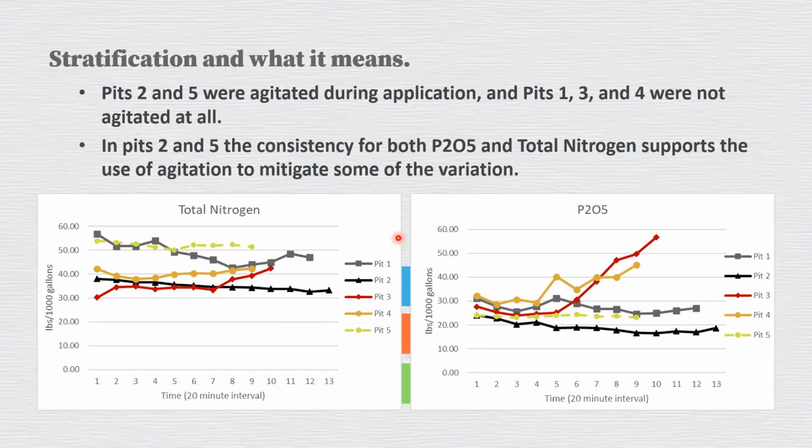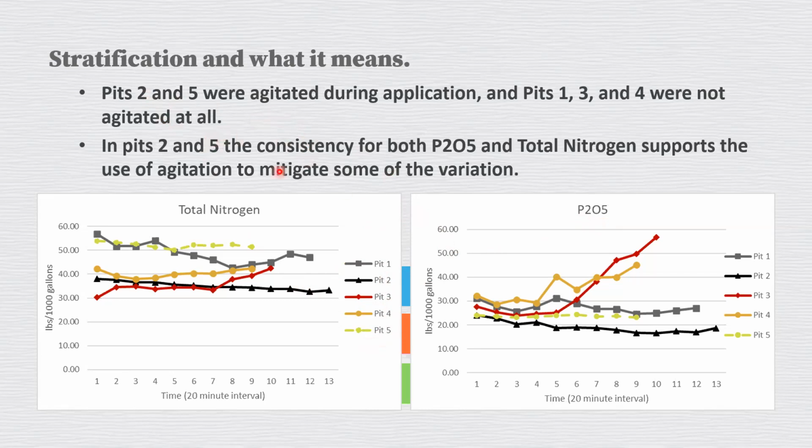Stratification. When we talk about stratification, this is another set of samples that we're going to look at here, looking at nitrogen and P2O5. 5 different pits. Pits 2 and 5 were agitated during application, and then pits 1, 3, and 4 were not agitated.